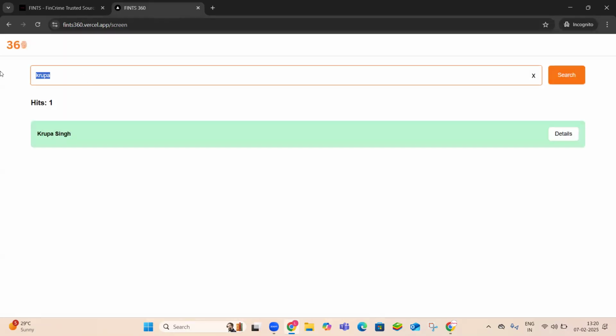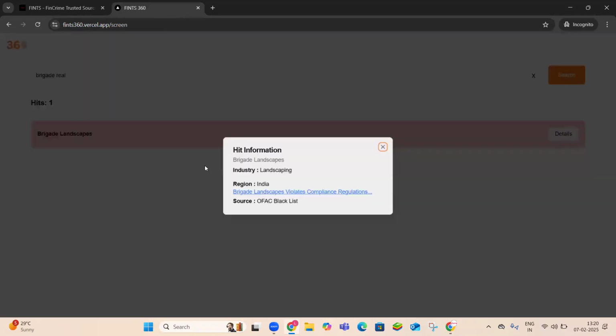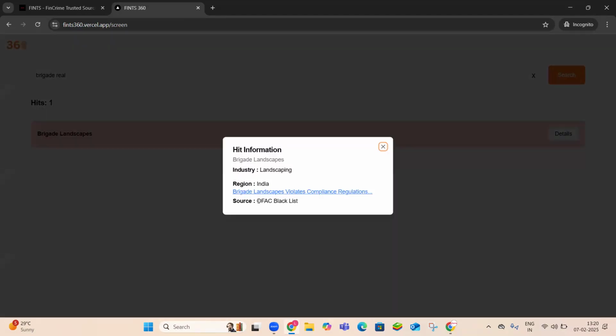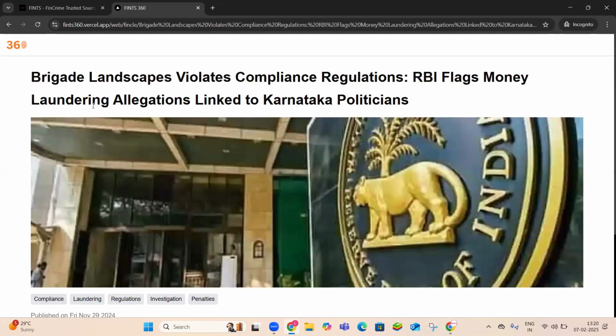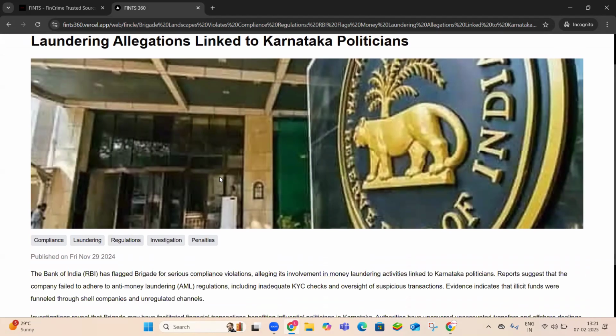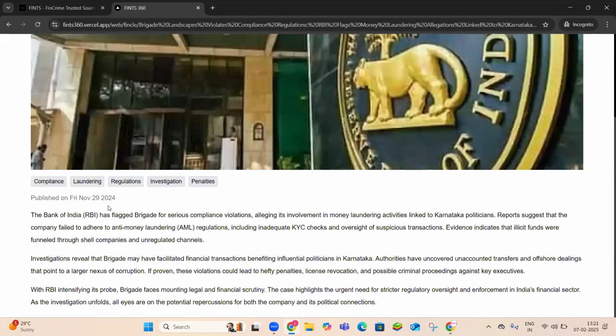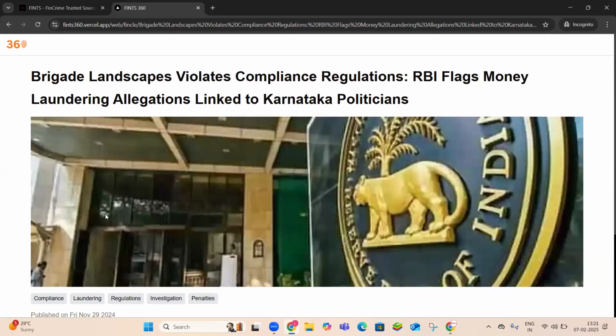So you can go for screening on where he is working, I mean the employer information, Brigade Real Estate, right? There's a hit on this Brigade Landscape. It is on the OFAC blacklist, so try to understand what it is related to. The violation says that it is linked to Karnataka politicians. I have already read it. Just to summarize, what violation is this?